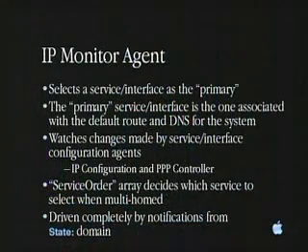Which brings us to the fifth agent, the IP monitor agent. It's actually the thing that decides which interface or service is going to be primary. By a primary service interface, we mean the one that's associated with the default route and the default DNS for the system. Since the system currently can only make use of a single DNS, you have to pick some interface, and so what we do is we allow the user to select which one they want by ordering them.